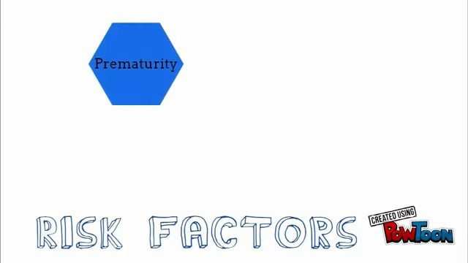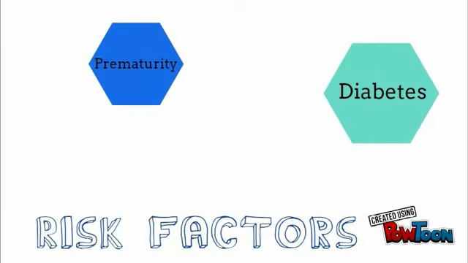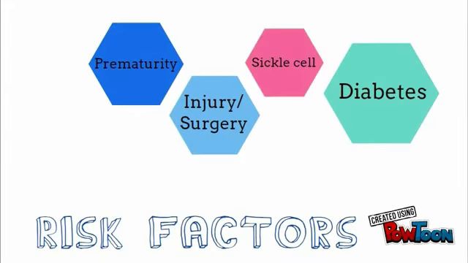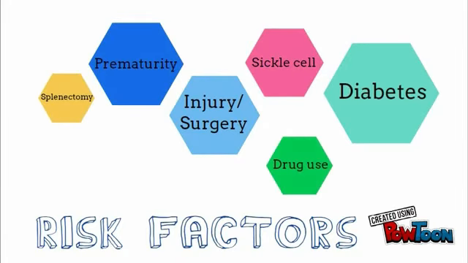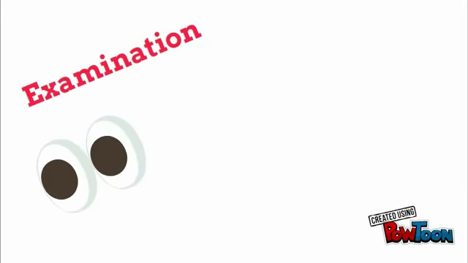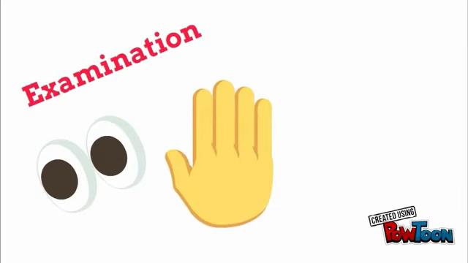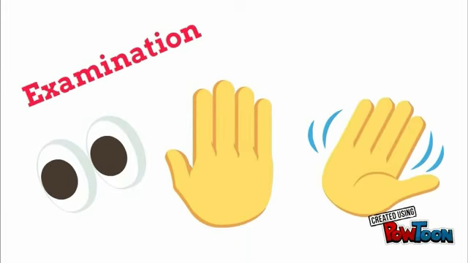There are a number of risk factors that can raise your clinical suspicion of osteomyelitis, including prematurity in neonates, diabetes, recent injury or surgery, sickle cell disease, splenectomy, and drug use. As in all orthopedic clinical examinations, it is important to look, feel, and move. Look for scars, evidence of disturbed wound healing, and the cardinal signs of inflammation. Assess for tenderness and pain in the affected area, and assess the range of motion in the joints. Remember to examine the joint above and the joint below, and to check the neurovascular status of the limb.